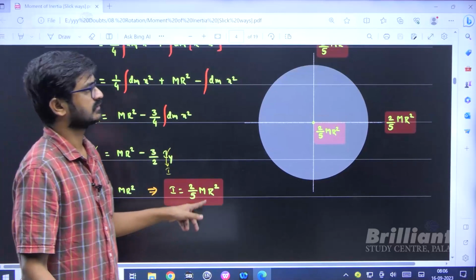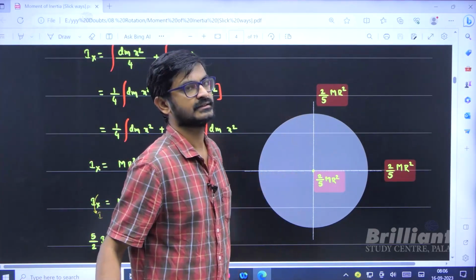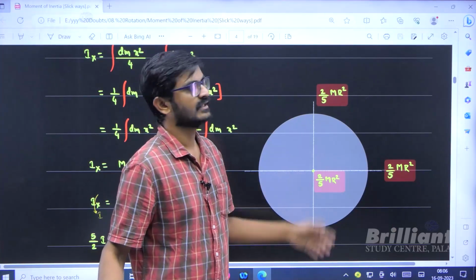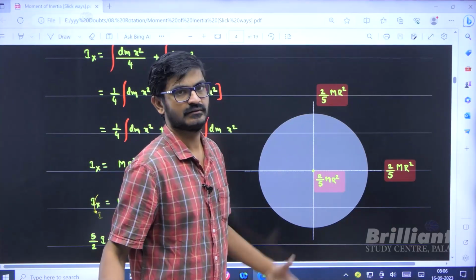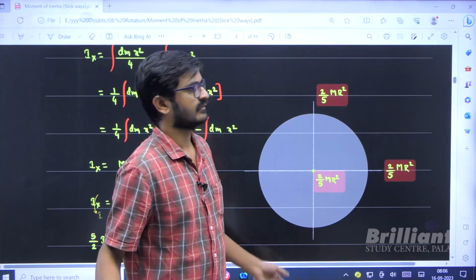So from here we understood that for a solid sphere, the moment of inertia about the x axis is 2 by 5 mr square. About the y axis is also 2 by 5 mr square. So anyway, you know the sphere is symmetrical in any direction. So about the z axis also it will be 2 by 5 mr square.